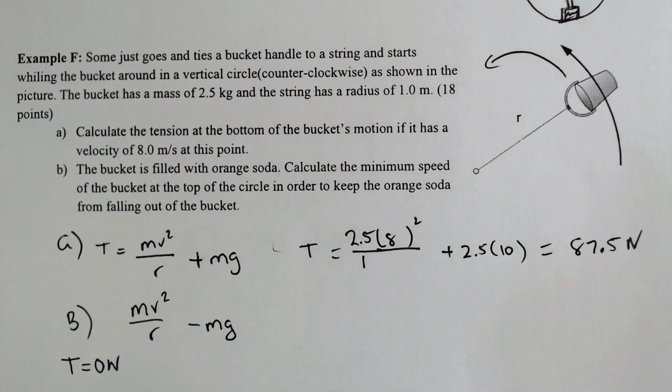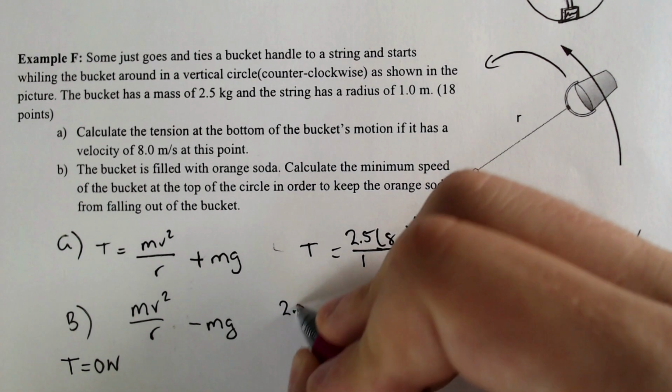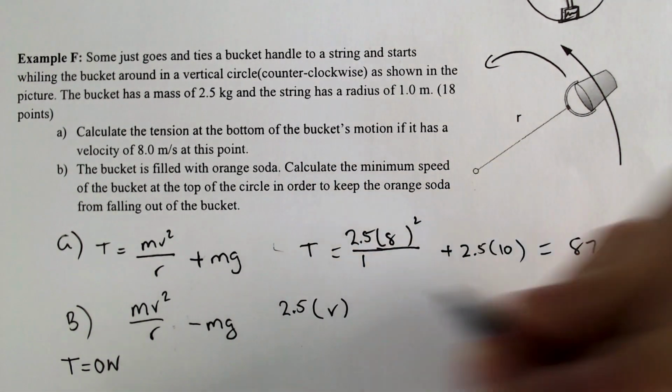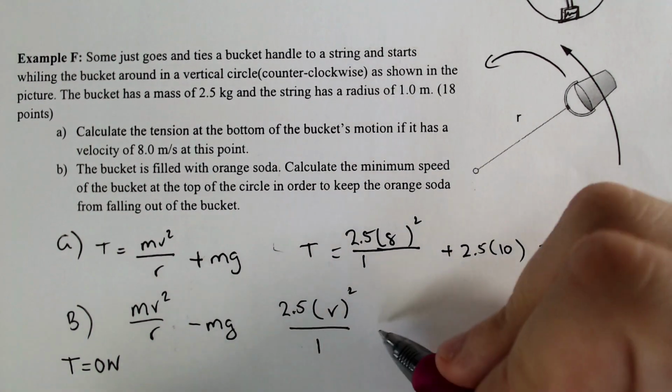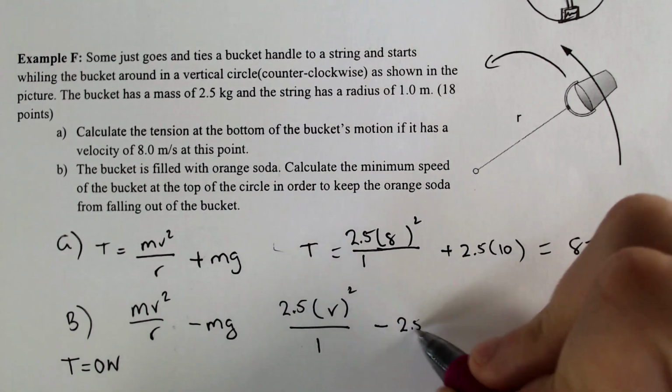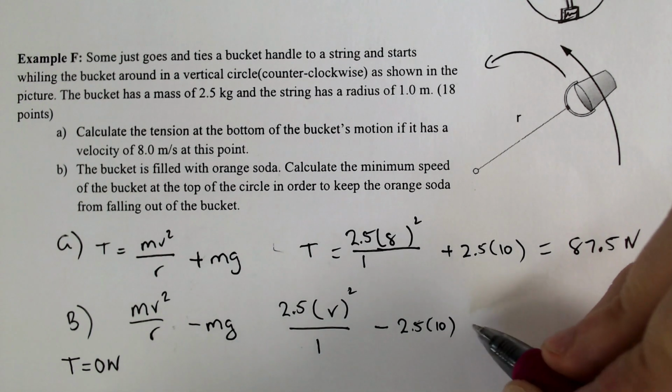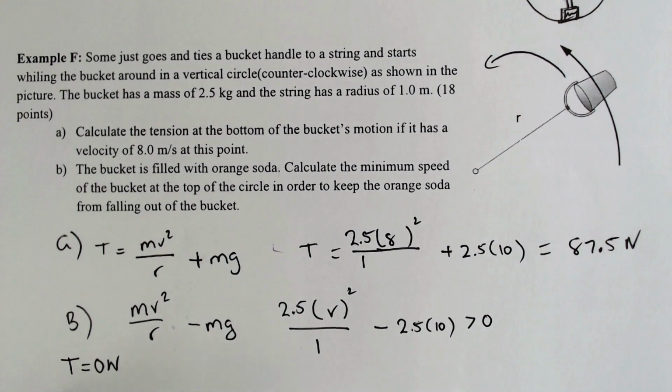All right, so mv squared over r, it has a mass still of 2.5. We're looking for the velocity, right? V squared over r, the radius is still 1, minus the mass, 2.5 times 10. That has to be at least bigger than 0. Can't equal 0. If it equals 0, splat. Orange soda, orange juice, everywhere.